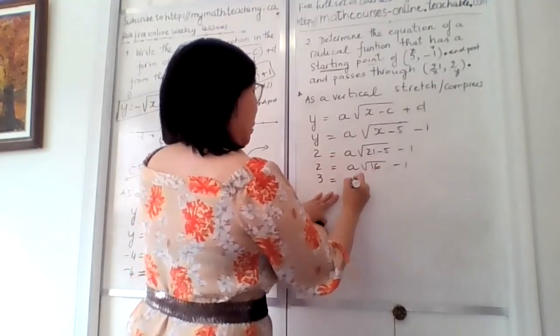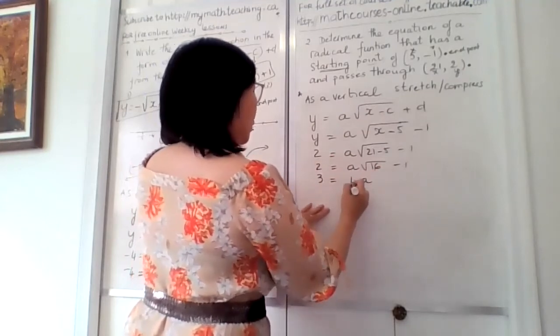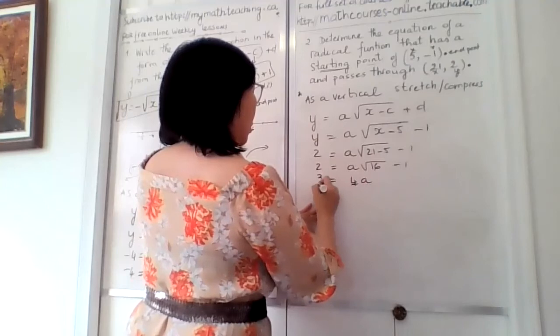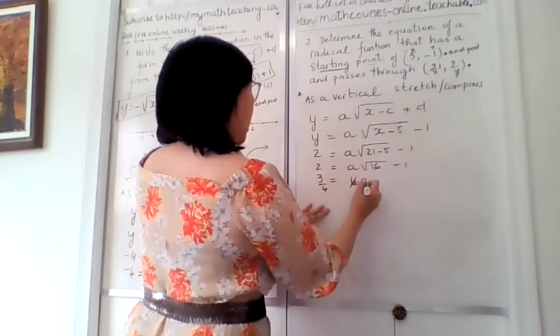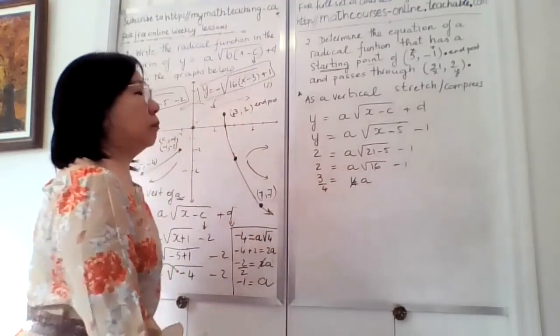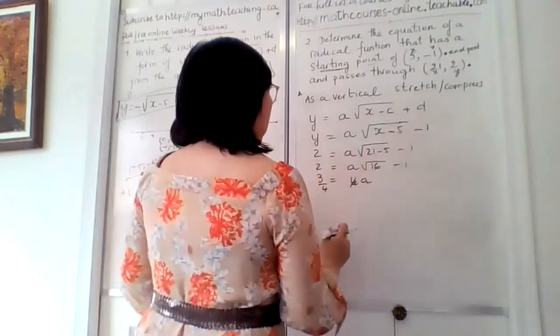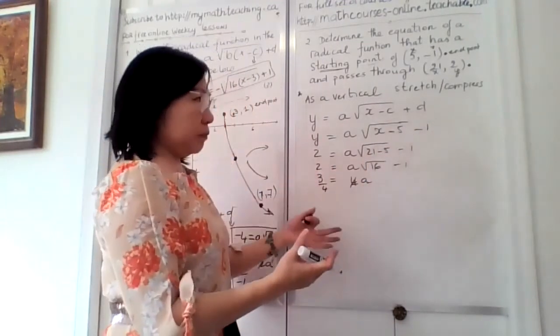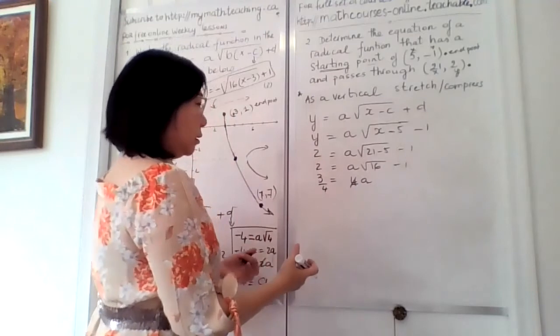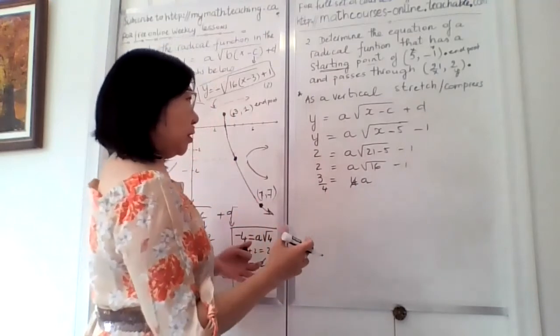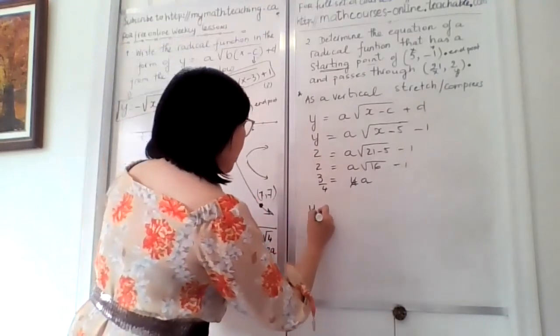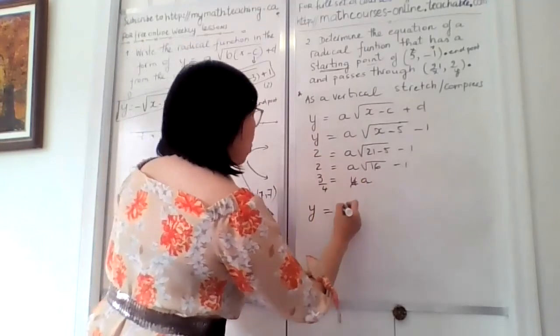Take the root of 16, I have 3 equals 4a. Divide both sides by 4. Cancel that, I have a equals 3 over 4. Minus 1. Now, because we don't have a shape for this, we can decide whether it has a reflection or not, I guess. So we just say a here equals 3 over 4.